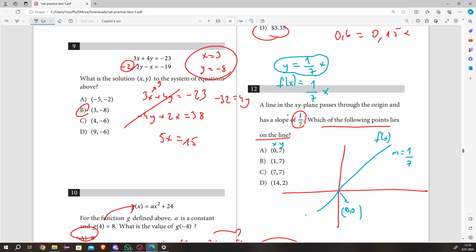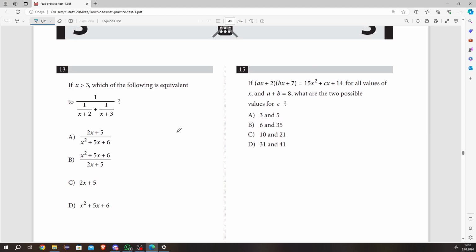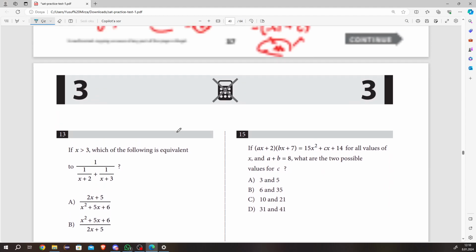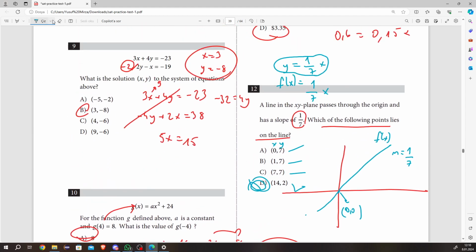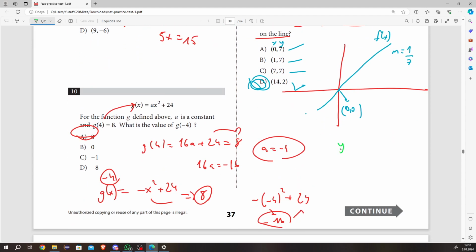So x, you put 0, it should be 0. 1 divided by 7, 7, it should be 1. 14, it should be 2. Yeah, 2. Also, I can explain it to you right now, if you don't understand it. So let's look at it.